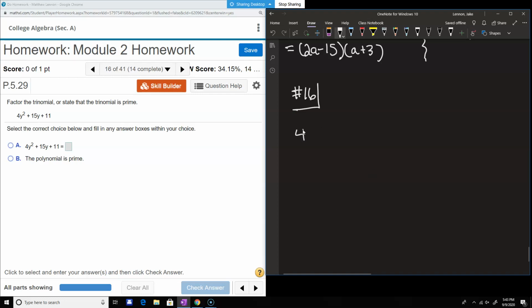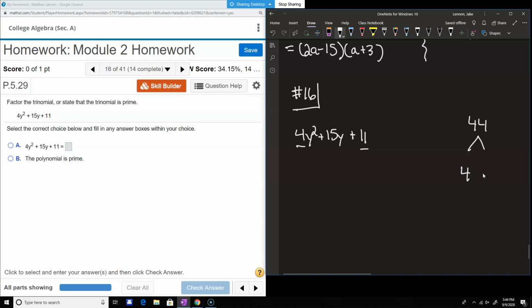So we have the 4y squared plus the 15y plus 11. The first step is to multiply the 4 with the 11. So we have 44. Now we have to try all of the different two numbers that could multiply together to 44 until we find two of them that add up to 15. Pretty straightforward here. It's actually 4 and 11. Those are the numbers that work, right? 4 times 11 is 44, but 4 plus 11 is 15. There's not so many possibilities with 44. It's either 1 times 44, 2 times 22, or 4 times 11.